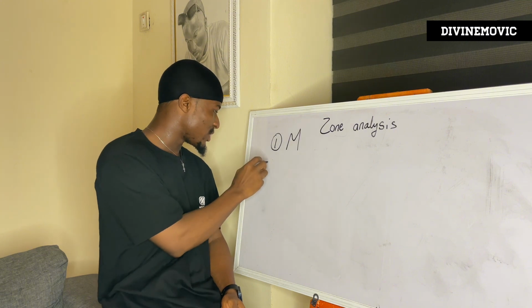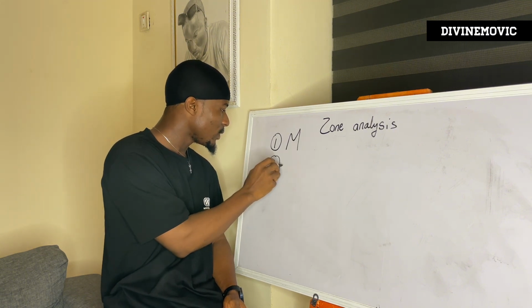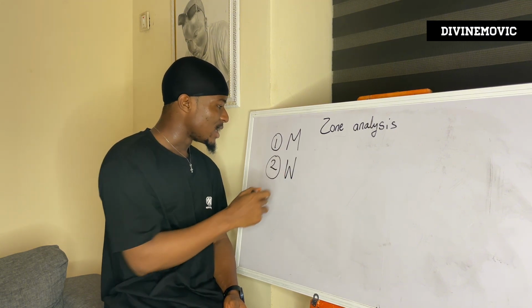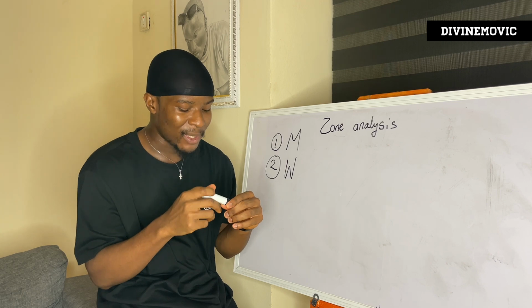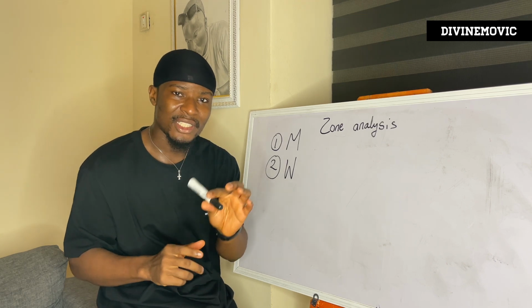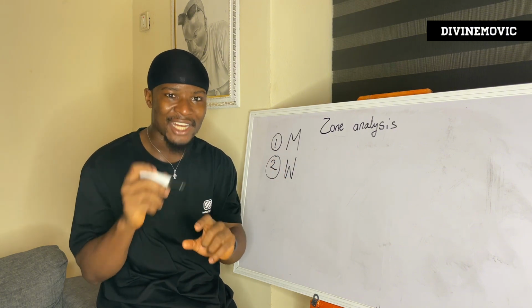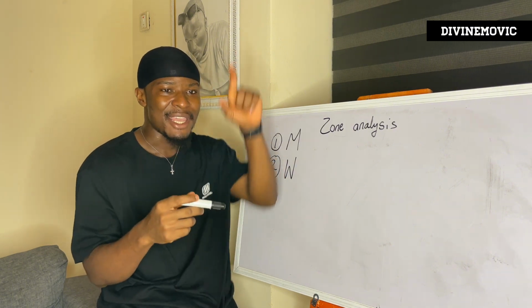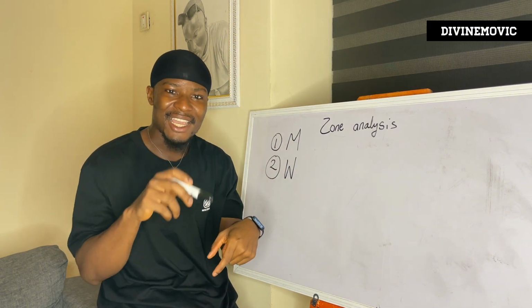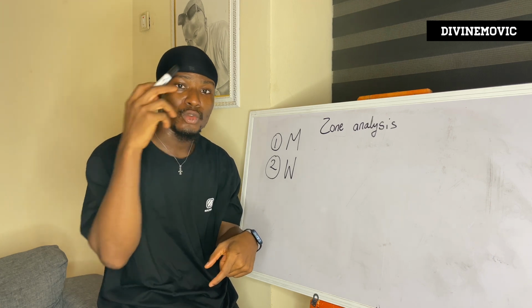Now, the second one is referred to as the W pattern. The W pattern is the opposite of the M pattern, in the sense that if price is in this zone and it's giving you a W pattern, it simply means that price that was going down is likely going to start going up.